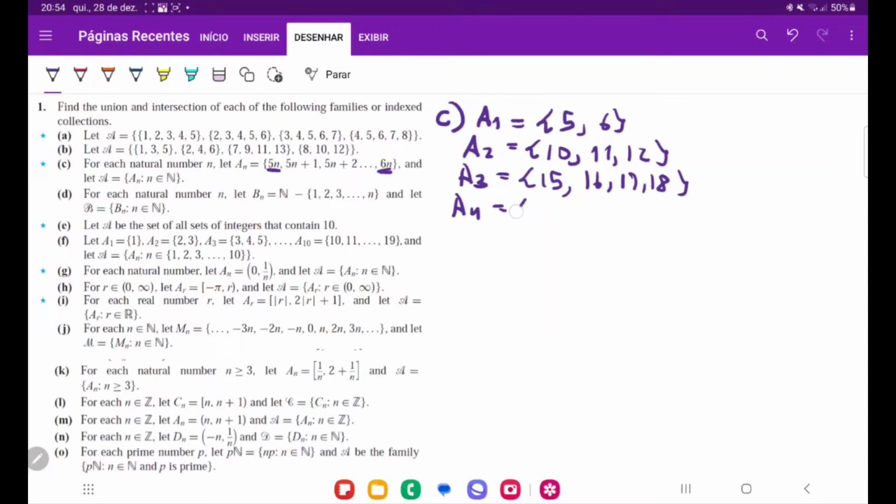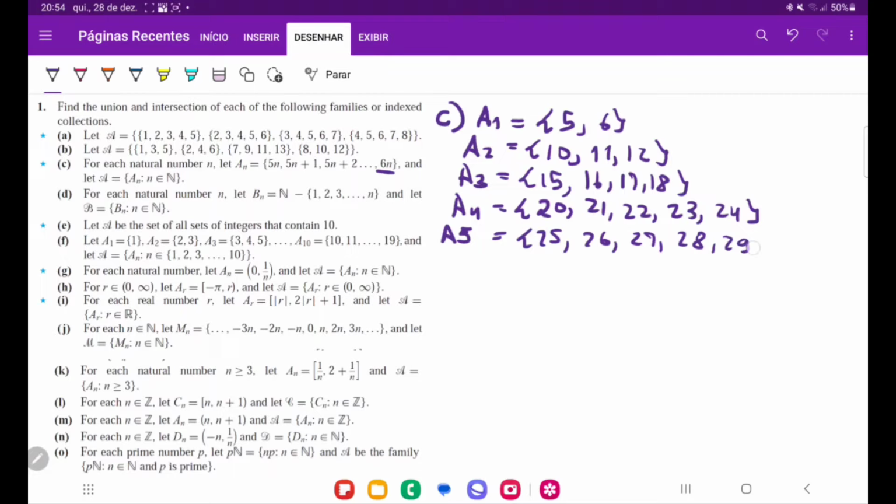For A4, we are going to begin at 5 times 4, and we're going to end at 6 times 4. So we begin at 20, and we end at 24. And you can see that with each one, the number of terms is increasing, right? So A5, we're going to begin at 5 times 5, which is 25, and end at 6 times 5, which is 30. So for A5, we have 25, 26, 27, 28, 29, 30.